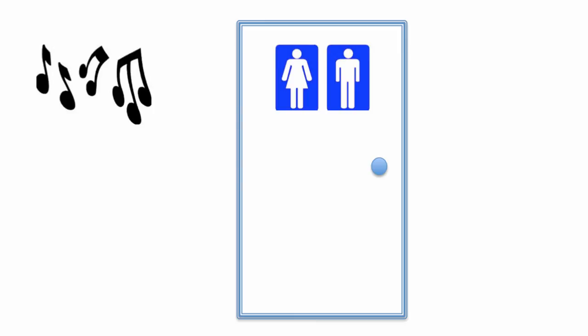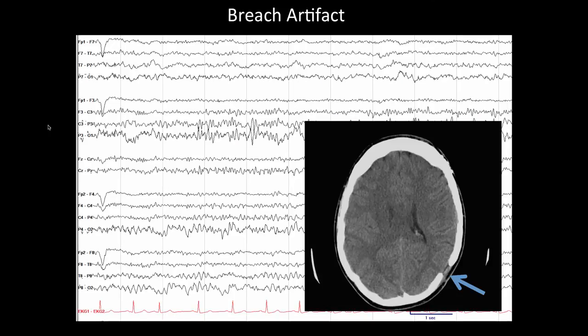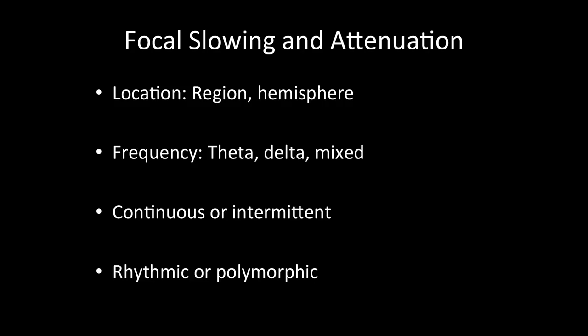In a similar way, the skull acts like the bathroom door, filtering out some of the high frequencies and leaving only low frequencies. When there is a breach, it is as if the door is open in one particular place, and so high frequencies leak out and are seen more easily. This patient has a prior craniotomy in the left parietal occipital region, and this explains the excess of high-frequency activity in this region. In this video, we have reviewed several examples of focal slowing and attenuation and their clinical significance.